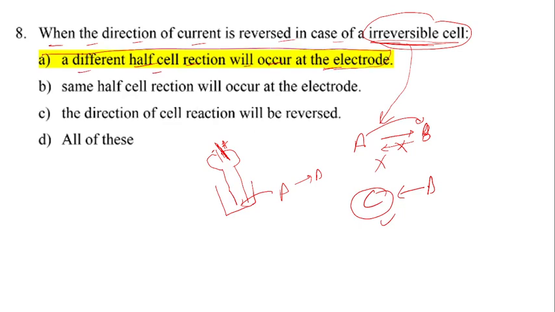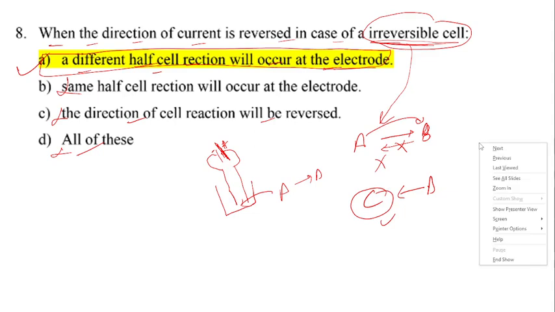So this is the right answer. A different half cell reaction will occur at the electrode. Obviously the same half reaction will not occur. The reaction of the cell will be reversed? No. So the first is the right answer, and I think it is very well explained.